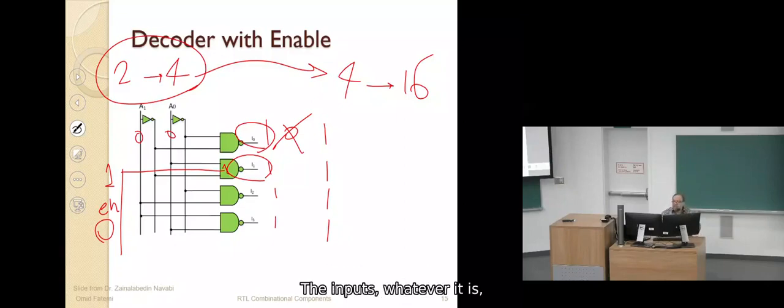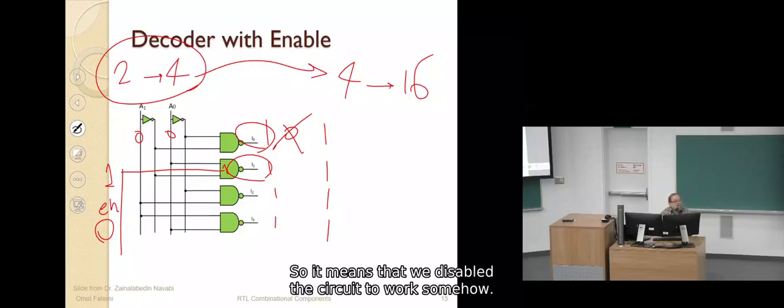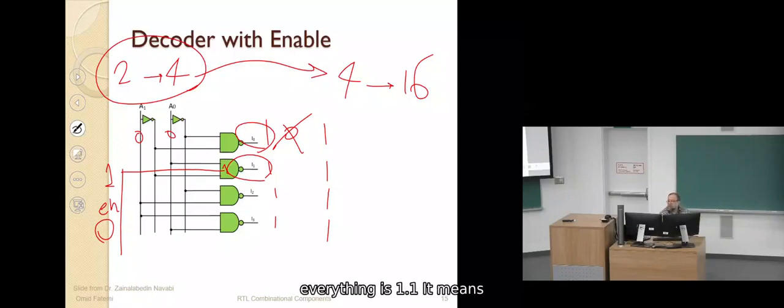Whatever the inputs are, the output is 1. So it means that we disabled the circuit from working. Somehow it is not enabled. Everything is 1, and 1 means that it is not active because it was active low. The 0 shows which input was there. But if enable is 1, then the circuit works as before. Okay? Good?